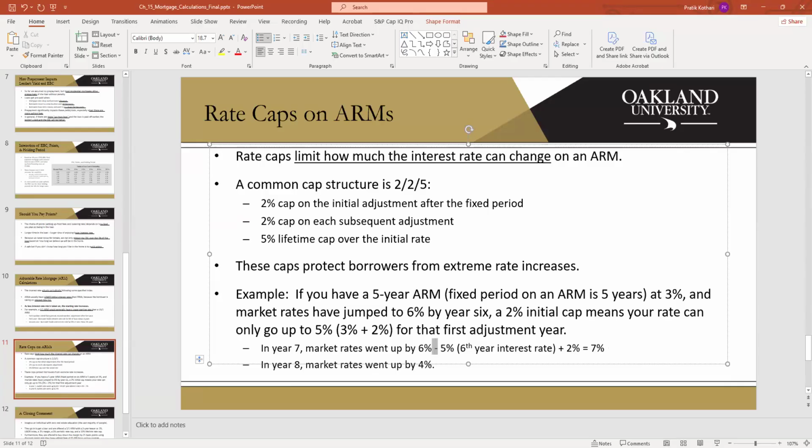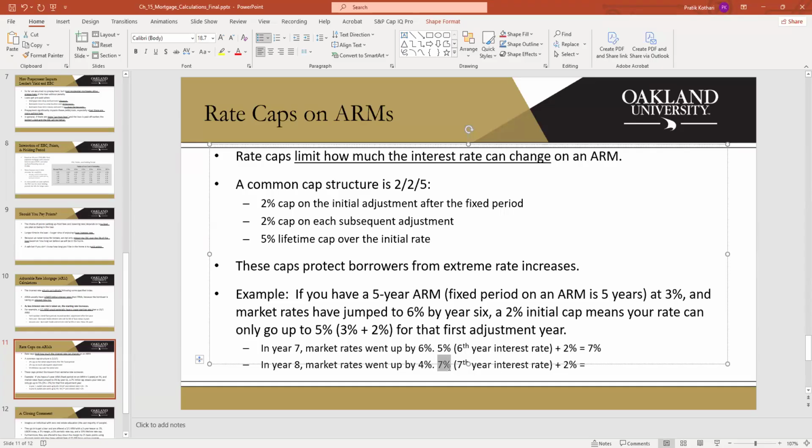Okay. What will be my interest rate in this case? Well, again, if market rates are going up by 4%, the maximum I can increase the rate by is 2%, right? My rate was already 5% from the 7th year, plus 2% will give me... sorry, my interest rate from the last year, the 7th year, was 7%.